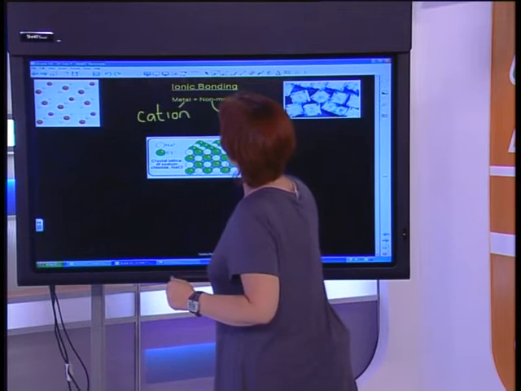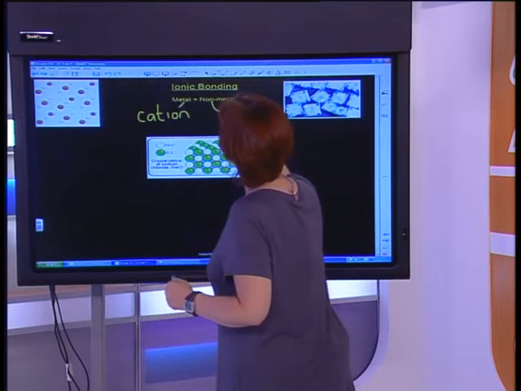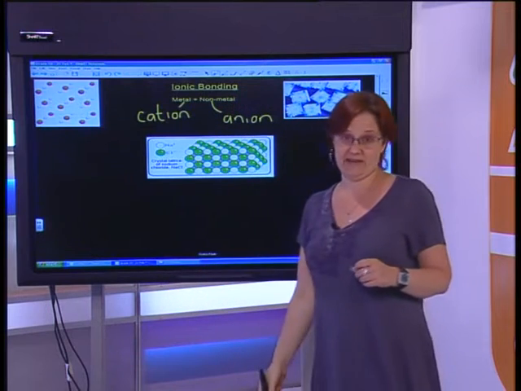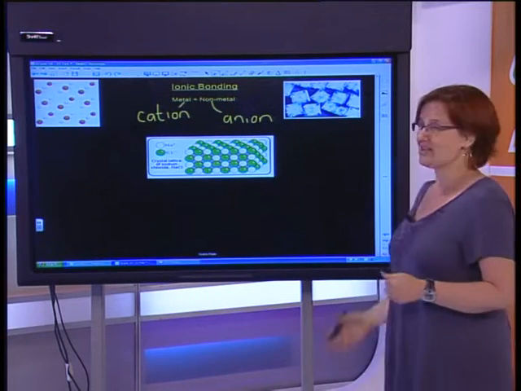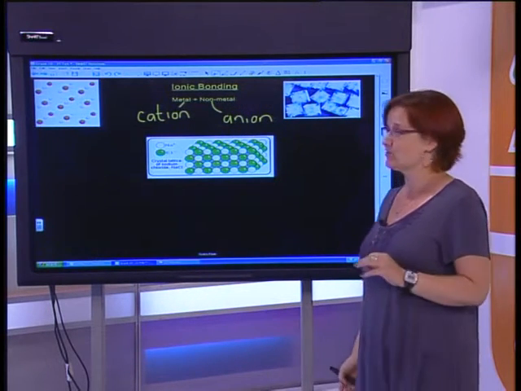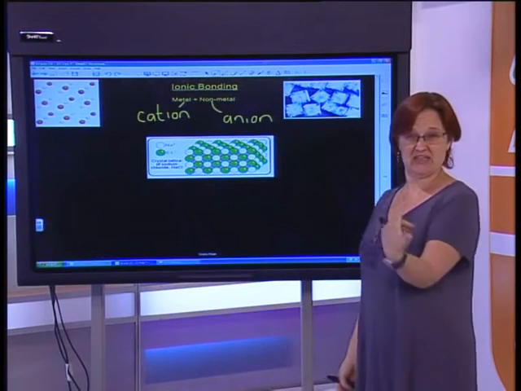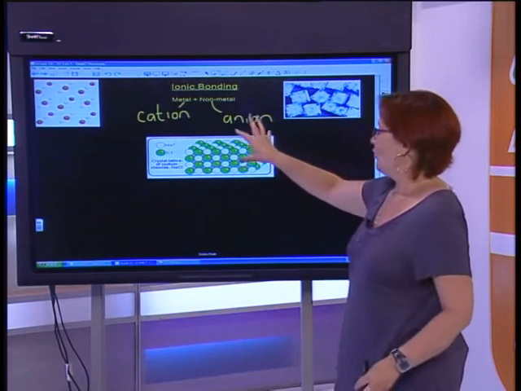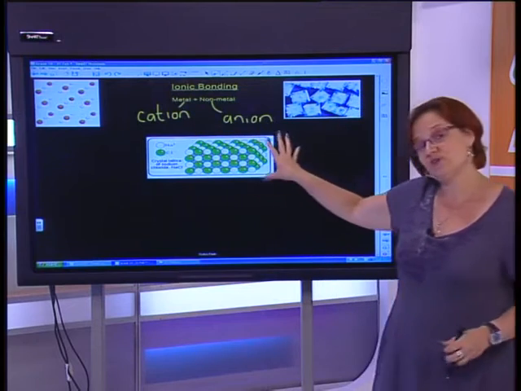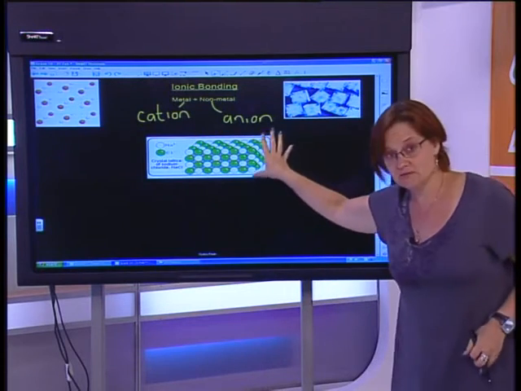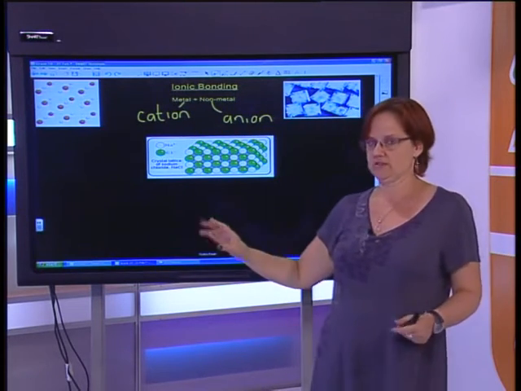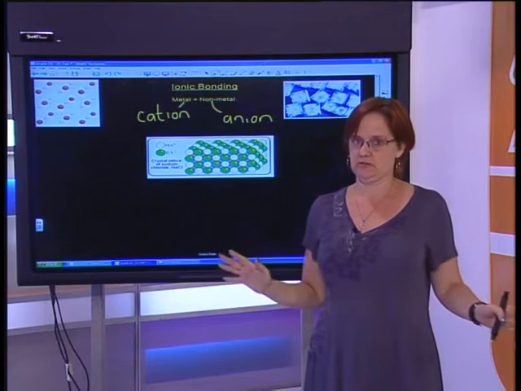Your non-metal gains an electron and becomes an anion. Anion looks a little bit like the word onion, and onions make you cry because they're negative. Okay, so your cations are positive, your anions are negative. Your non-metals always become negative. There are no exceptions to this.